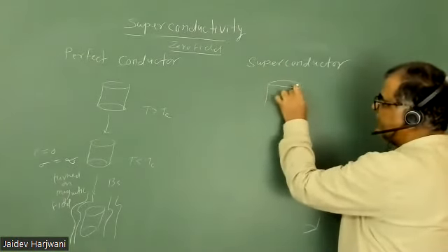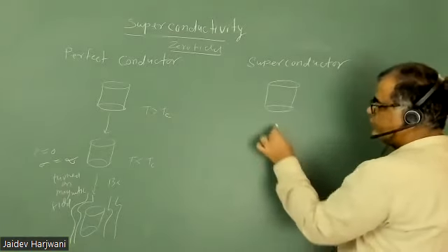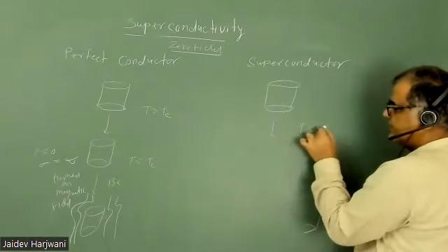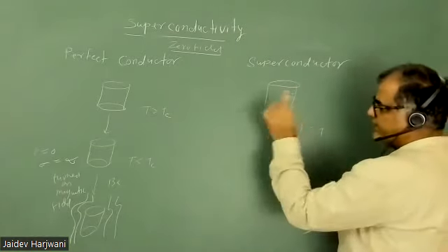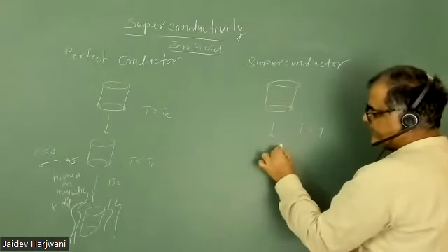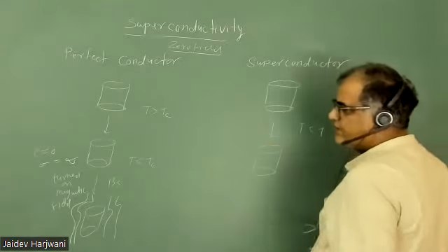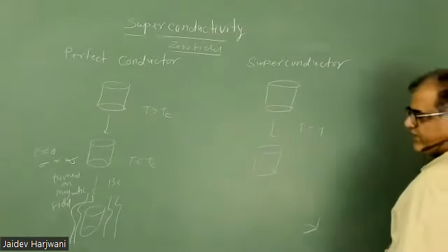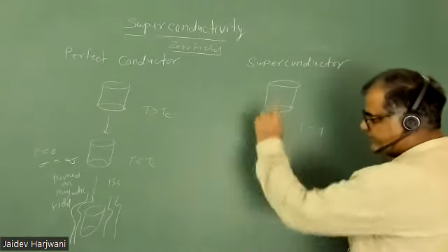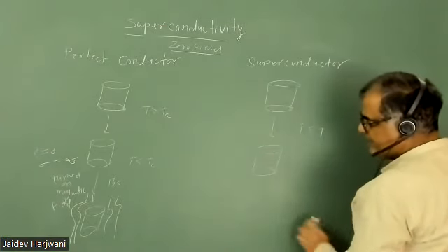Superconductor will also show the same effect. You cool them to T less than TC. This is a normal conductor. Now here you cool them, it becomes a superconductor. Superconductor means it has resistivity ρ infinite, plus it is a superconductor. It will show the Meissner effect. Meissner effect means it's a perfect diamagnet.